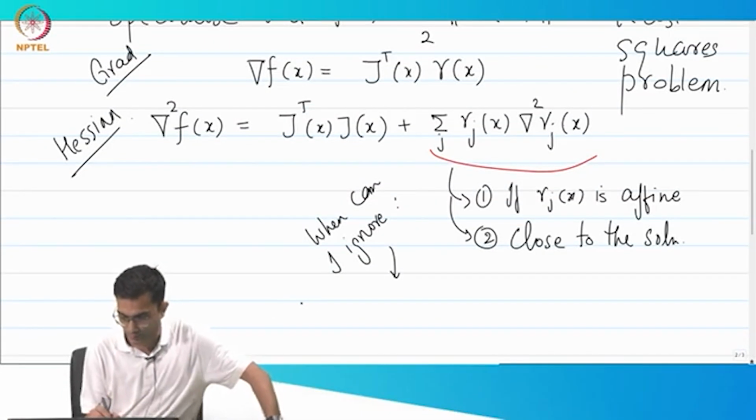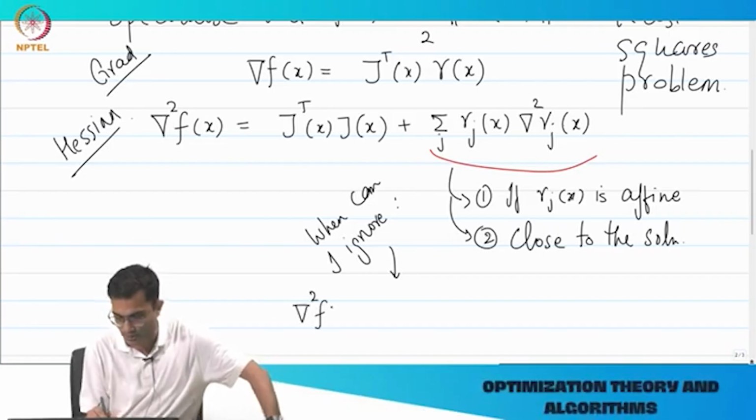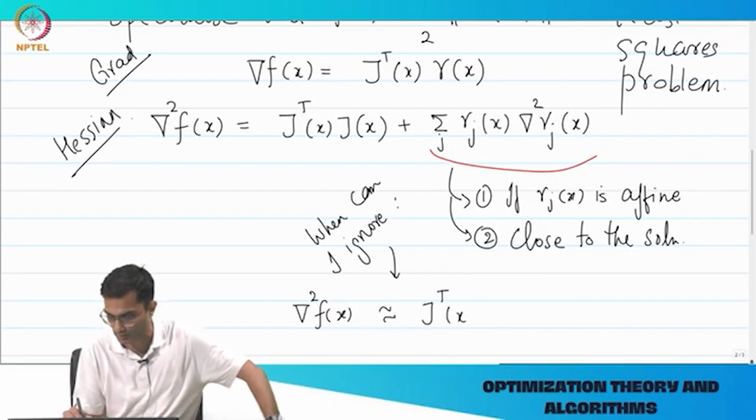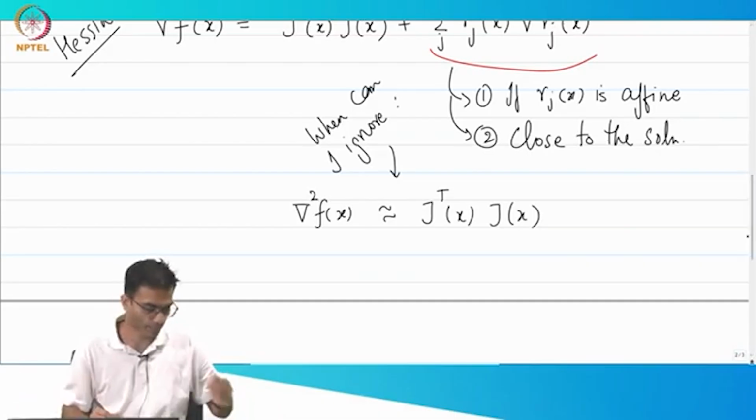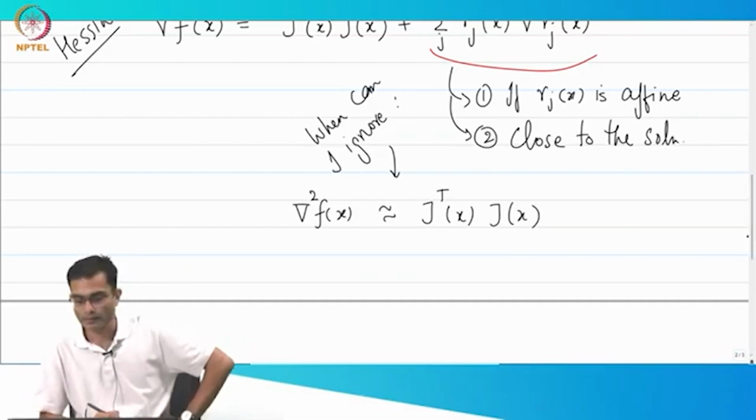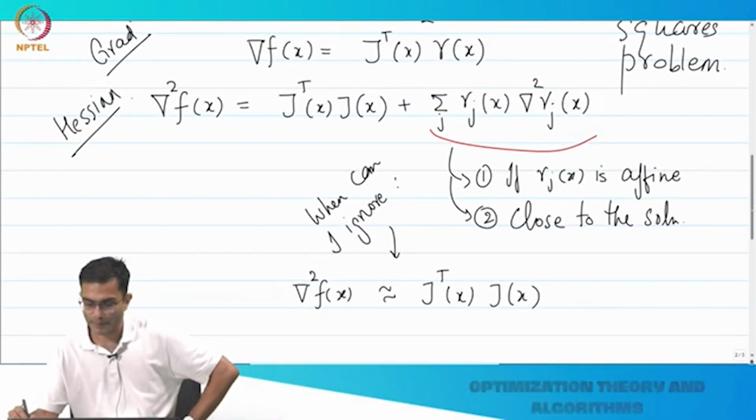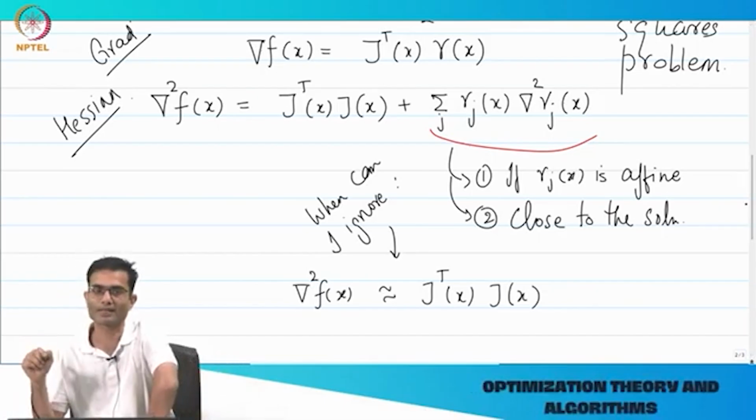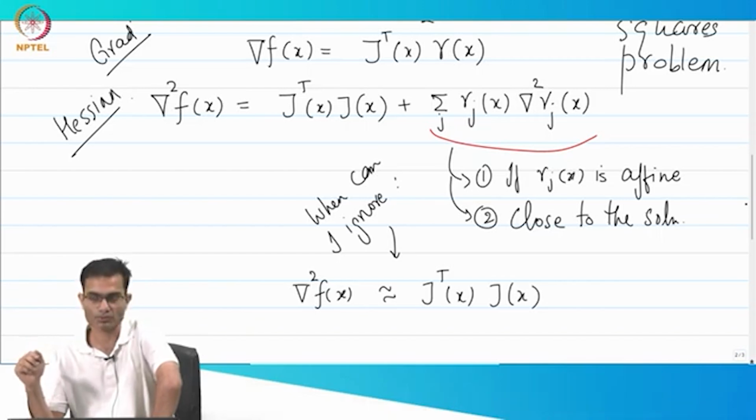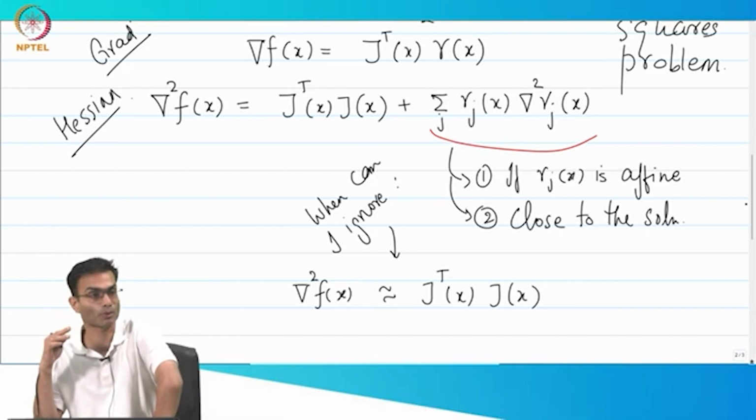And then in either of these two situations, it is reasonable to approximate the Hessian like this. Just by looking at this, what is the advantage of having the Hessian in this form as opposed to the general form? Is there something that pops out?